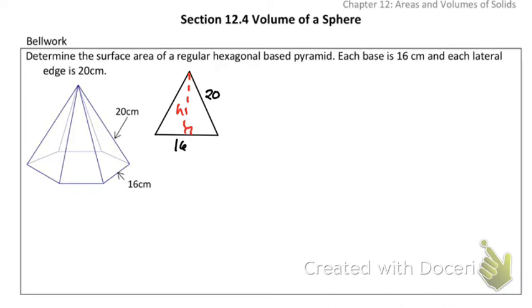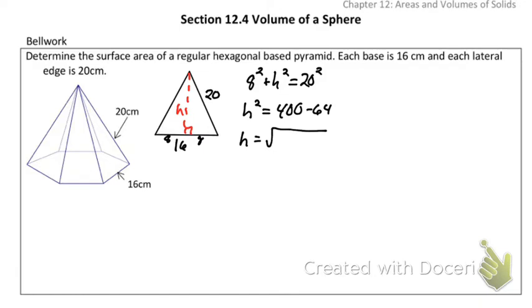Because if I break apart this 16, we break it into 8 and 8. So I have 8 and 8. So to find h, we would just do 8 squared plus h squared equals 20 squared. Well, that's going to be h squared equals 400 minus 64. And then we'd end up with h equals just the square root of 336. And what is the square root of 336 simplified down to?